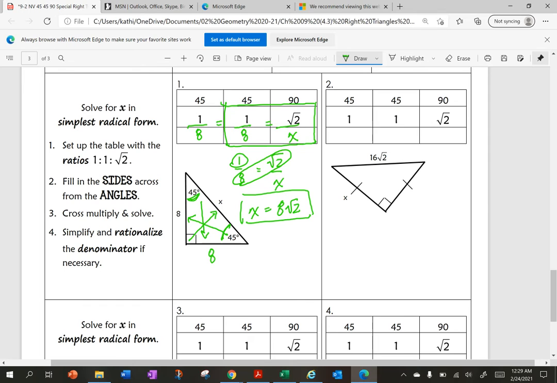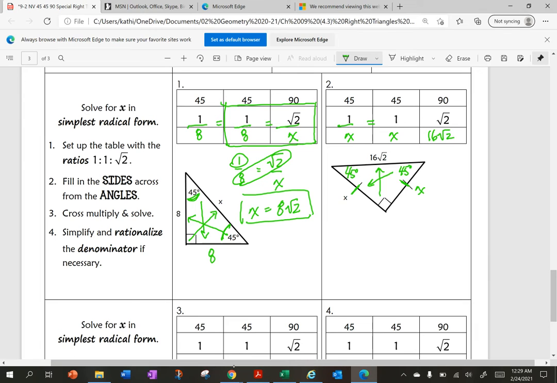Let's try number 2. So same thing, I'm going to write 45, 45, 90, and then I'm going to put the ratios 1, 1, the square root of 2. I know I have a 45, 45, 90 because I have 2 equal angles. So I know these 2 are equal sides. So across from 45 is x. If this side is x, this side is also x. And across from 90 is 16 times the square root of 2.